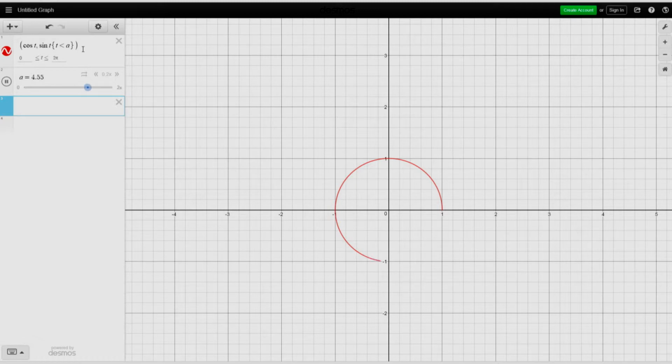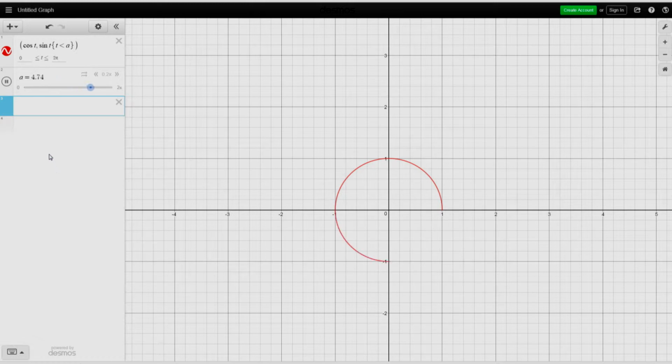So by limiting the domain, I've kind of tricked Desmos into showing me the motion, because it's only going to graph this up to t equal a, but then I'm increasing a. So here we see that counterclockwise motion as we go around. And so that was the thing we just looked at. What if we want to go the other way around?